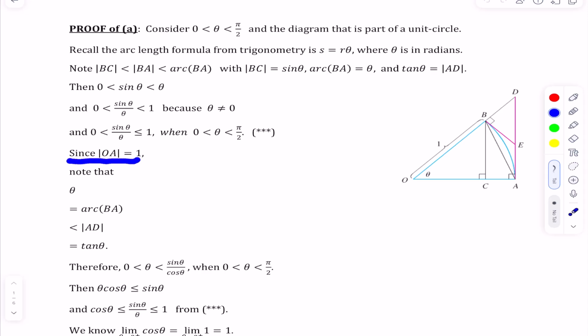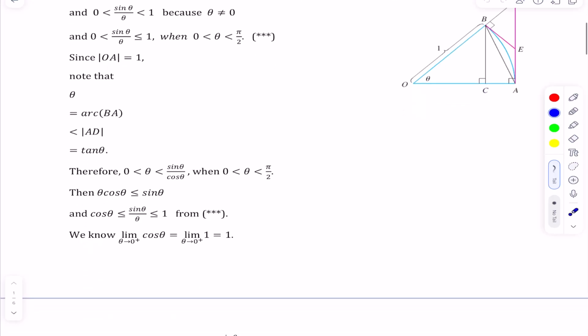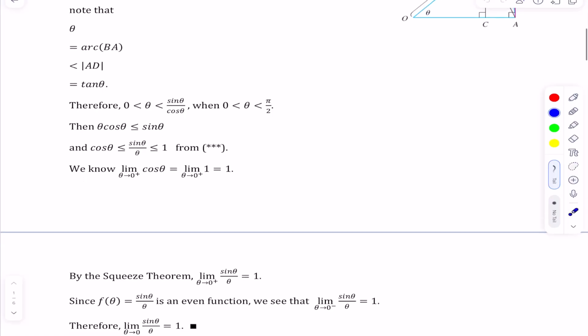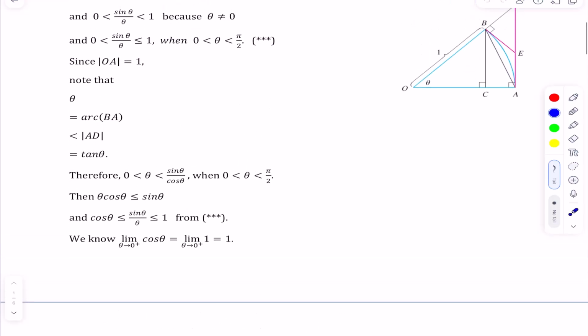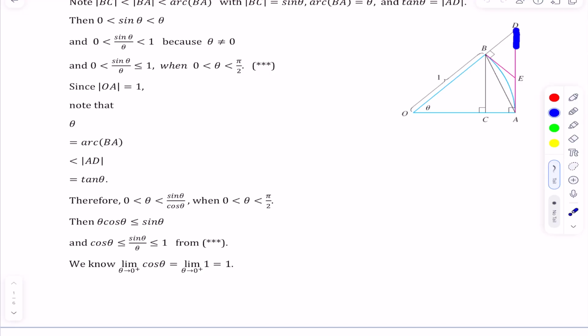Since the measure of OA is 1, note that the angle theta, also represented as theta radians, is actually the arc BA. That is less than the measure of AD, and that is quite obvious. You can see that the arc of BA is less than measure of AD. Now, what is the measure of AD? Another way of writing that is simply writing tangent of theta.